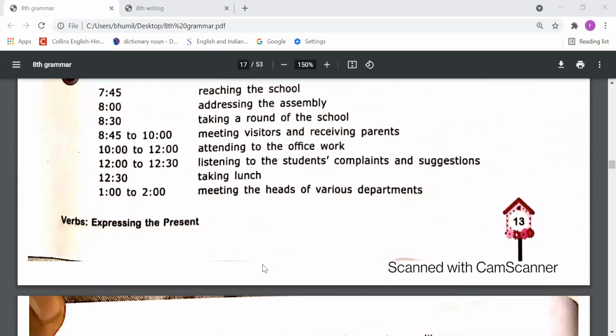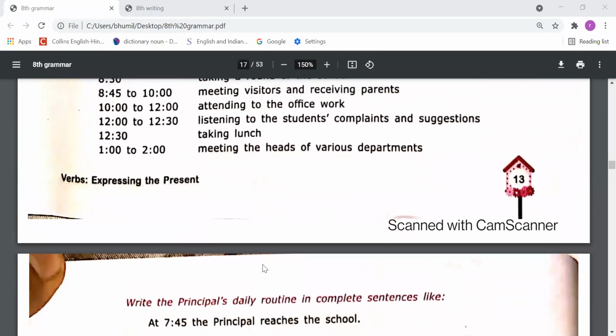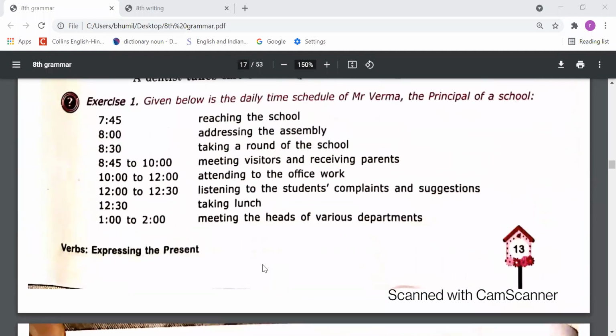One example is written here, right? So you can say that at 7:45, the principal reaches the school. After that, at 8 o'clock, he addresses the assembly. After that, at 8:30, he takes a round of the school. From 8:45 to 10 o'clock, he meets visitors and receives parents. So students, half I have told you and half you have to do by yourself. You need to use these actions in simple present tense.